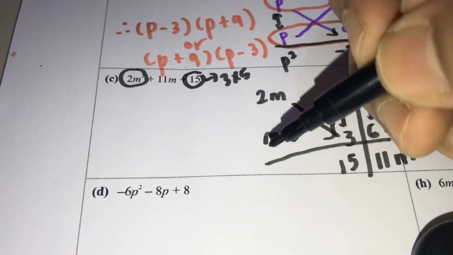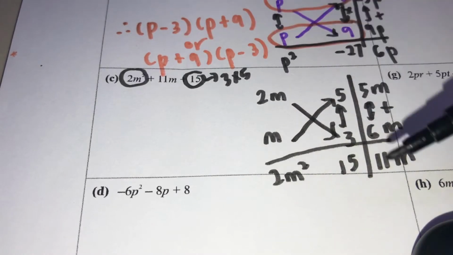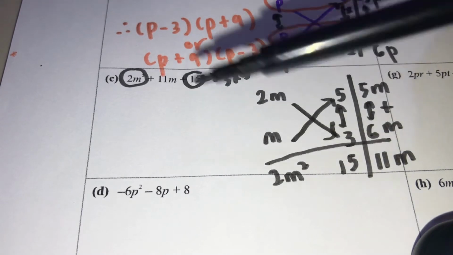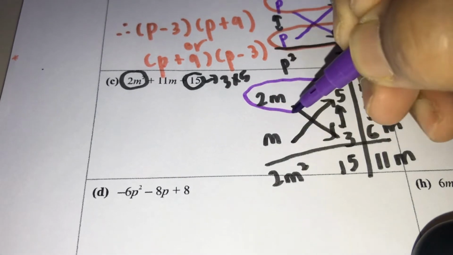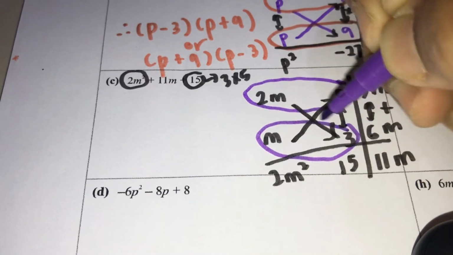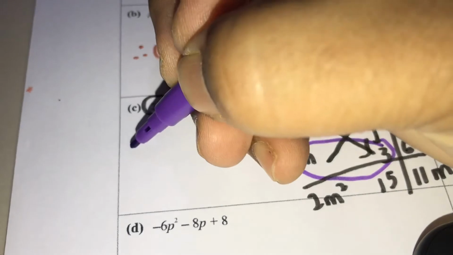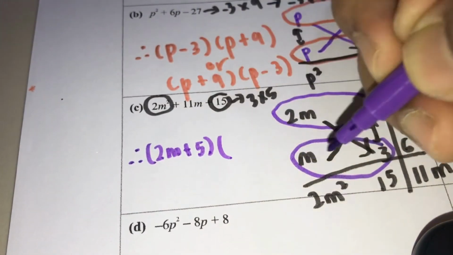2m times m, you get 2m square. Check. This one 11m, correct. Positive 11m. This one 15, this one 15. And then 2m square, here 2m square. So your answer here: 2m plus 5, and then m plus 3. So you write the answer: 2m plus 5, m plus 3.